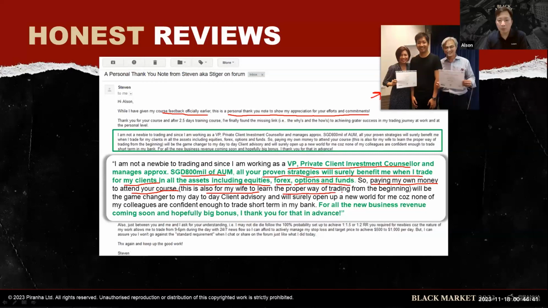Learning the proper way of trading from the beginning will be the game changer to my day-to-day client advisory, and will surely open up a new world for me because now my colleagues are confident enough to trade short-term in my bank. For all the new business revenue coming soon and hopefully a big bonus, I tell you that in advance. And in fact, eventually he sent me another email a few months later. He became his bank's top forex trader.